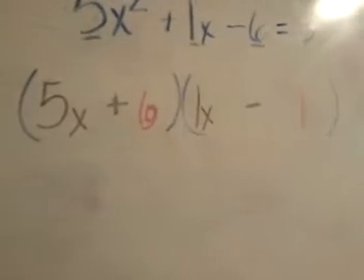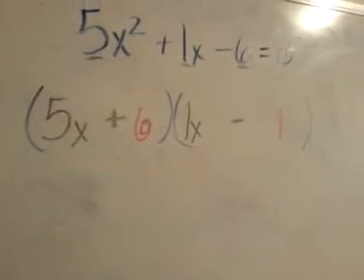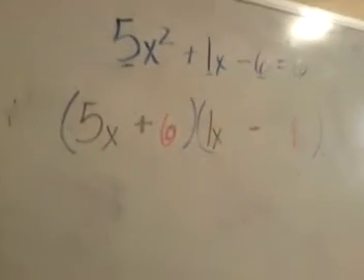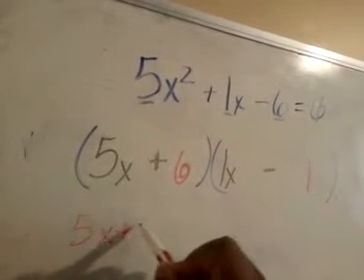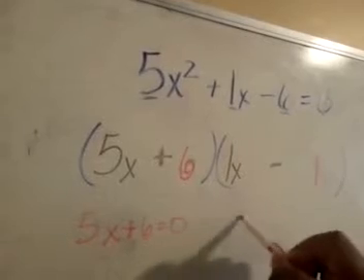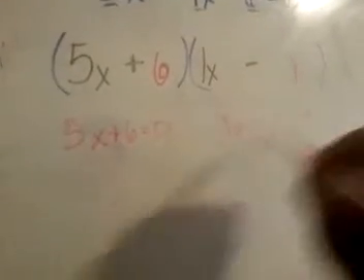Now let's say, again, you're trying to find out, battery's low, where those things equal 0. Hopefully the battery doesn't run out. So 5x plus 6 equals 0. 1x minus 1 equals 0.